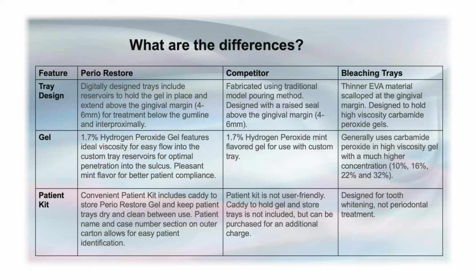So it's a great way to do this, and it's designed with the raised seal the competitor is, which is above the gingival margin 4 to 6. And bleaching trays are thinner material, and they are not designed to do this and to hold the gel.